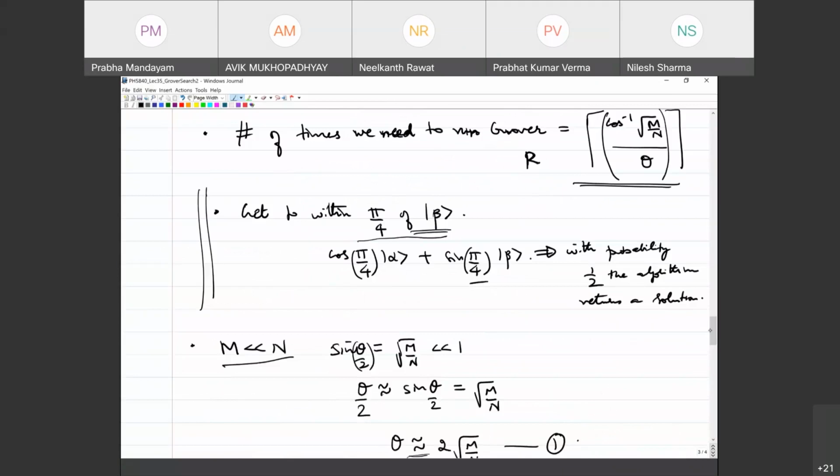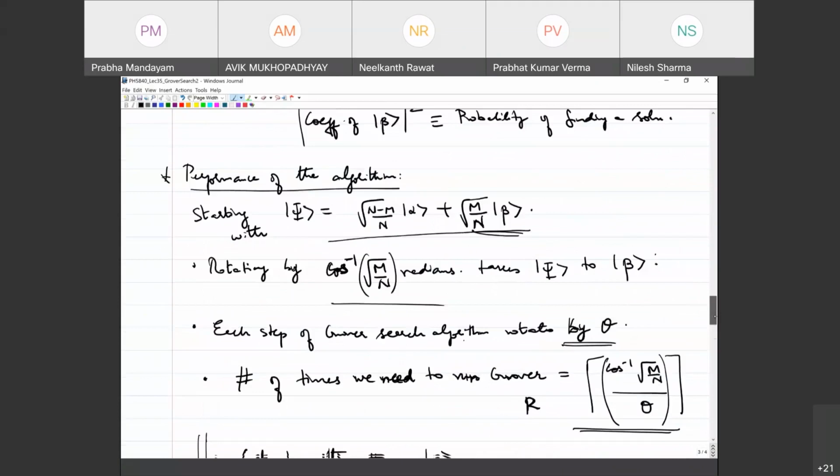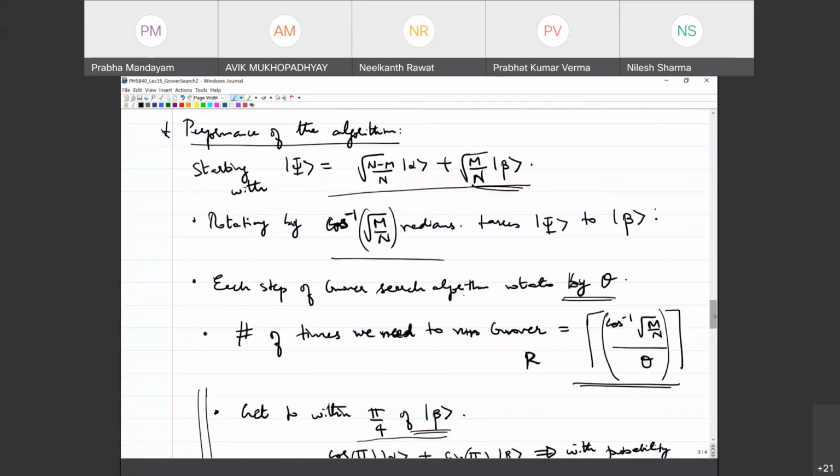But in any case, the cos inverse of square root m over n is the angle by which we will need to rotate. And this is of course bounded by pi by 2. Each rotation takes us closer to beta by theta, right? So then this is the number of rotations that will take us to something which is very close to beta. That is r. And the simplest way to bound r is to say that this cos inverse of square root m over n is less than or equal to pi by 2.